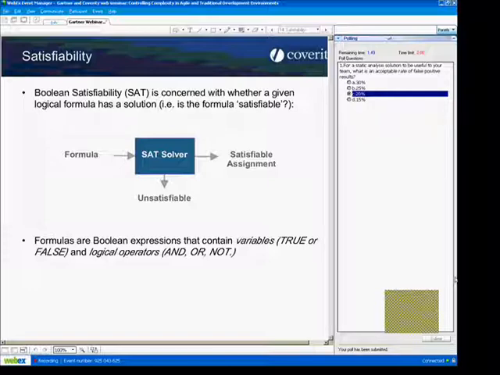And satisfiability asks the question, is a certain formula satisfiable? Meaning, can you assign the values of variables, true and false, such that when you evaluate the entire formula, it evaluates to true? And if a formula is satisfiable, there is such an assignment. And if there is no such assignment, we call that formula unsatisfiable.